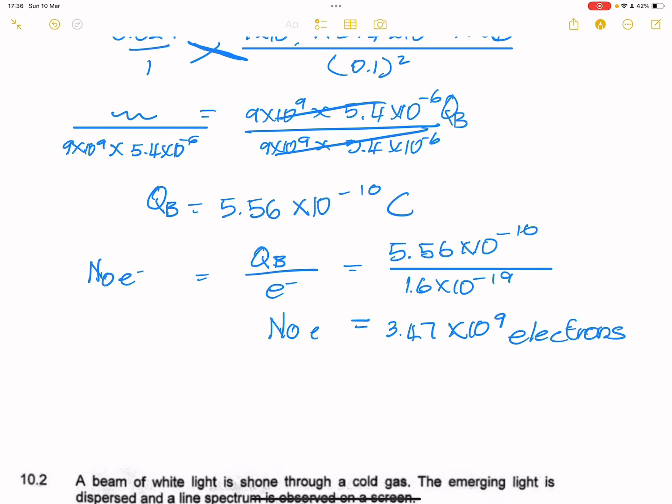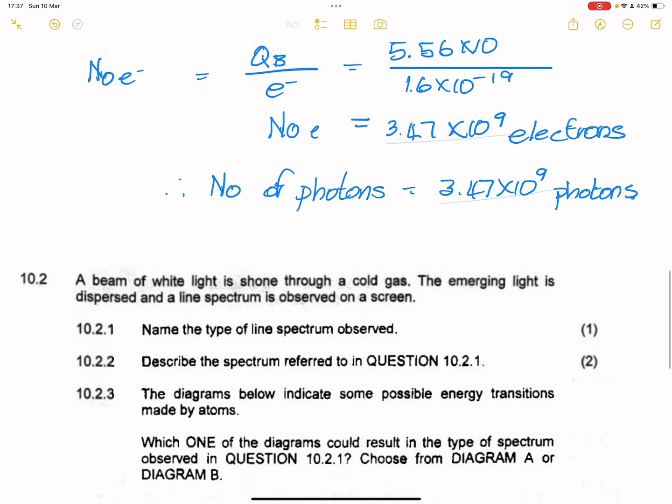So remember our assumption that for every one electron there is one photon, because we're looking for the minimum. Which means the minimum number of photons will be the same as the number of electrons. So that's 3.47 times 10 exponent 9 photons. I hope that makes sense, guys. So moving right along.